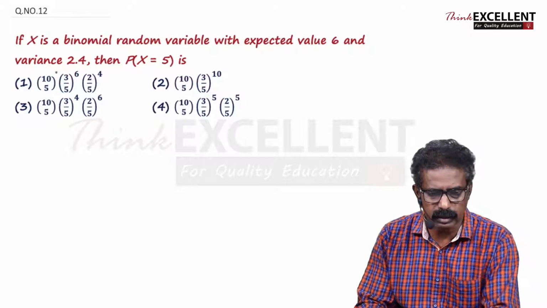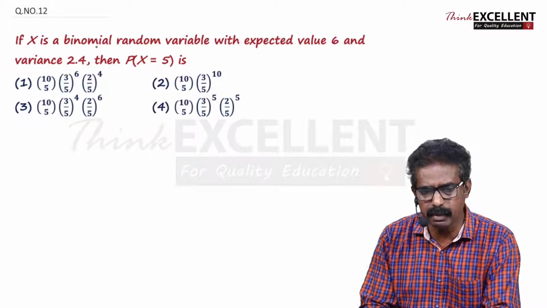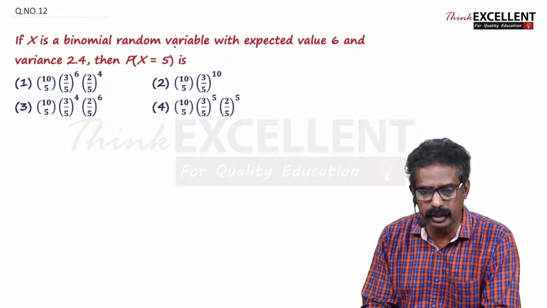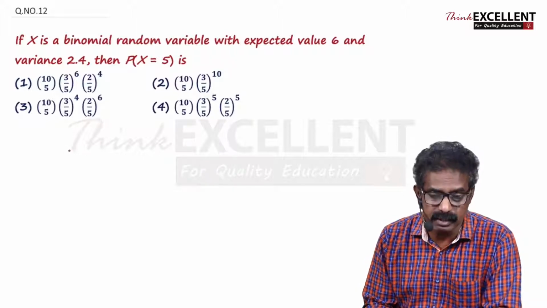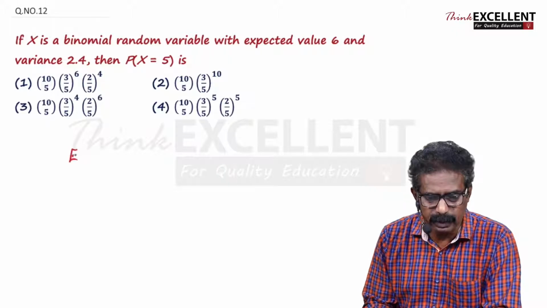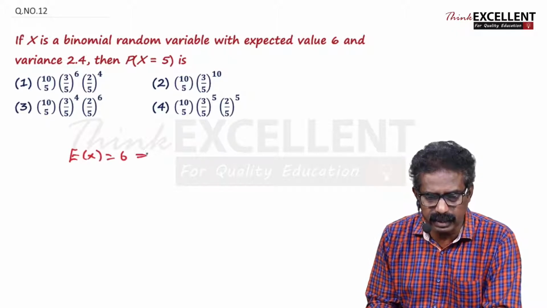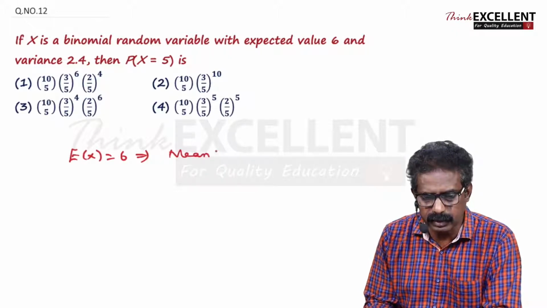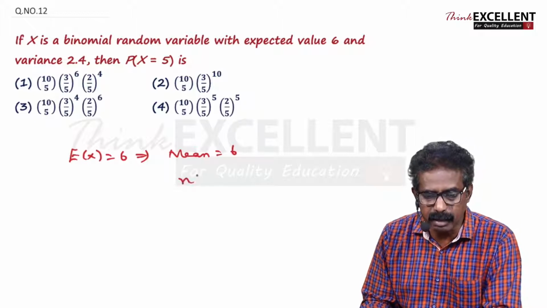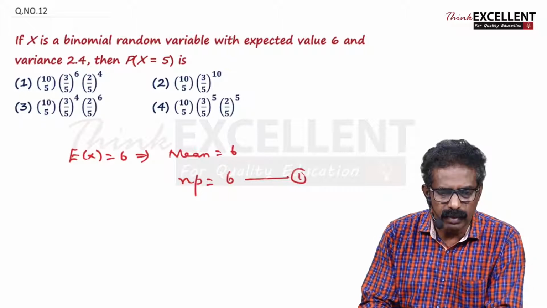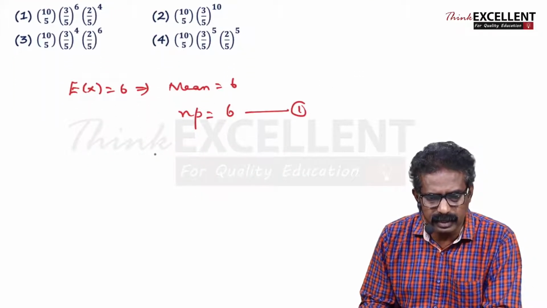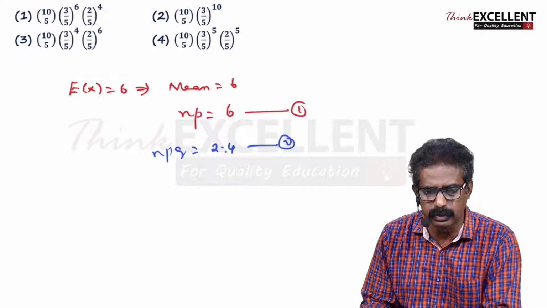Now let's move on to question number 12. If x is a binomial random variable with expected value, so E of x is mean, E of x equal to 6, that means mean equal to 6. Since it is binomial, mean is NP. So NP is 6, equation 1. Variance equal to 2.4, that is NPQ is equal to 2.4, equation number 2.